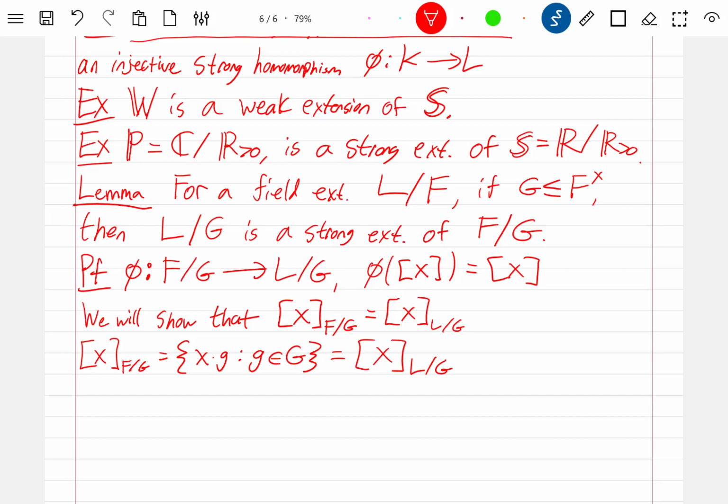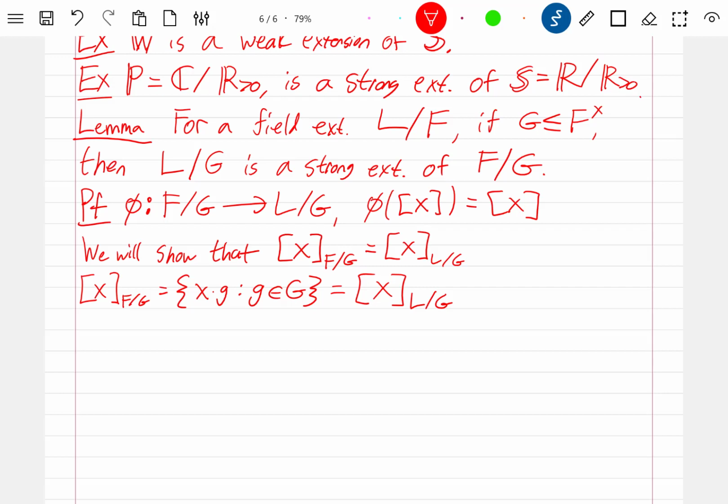So that will be enough to show us that we are injective in this extension. And we can also say this, because the multiplicative subgroups are the same, this will be fine. And we are now going to drop the subscripts of L mod G and F mod G. And this gives us the function is well defined. So we just have to check multiplication and addition.